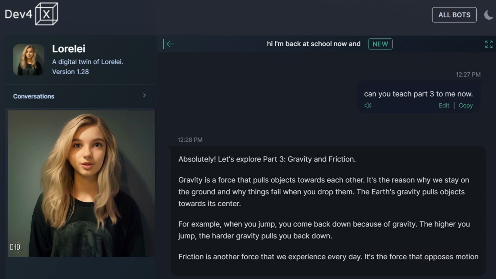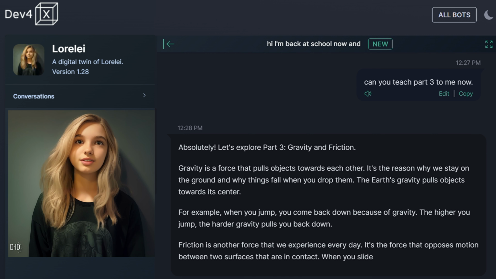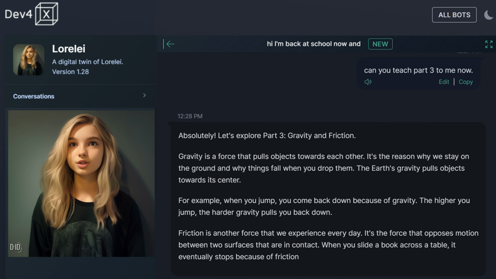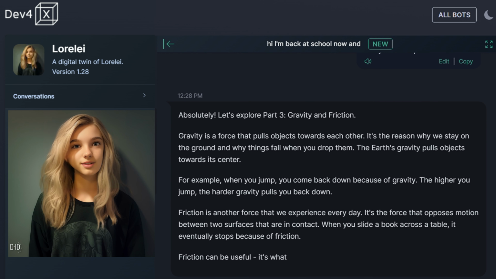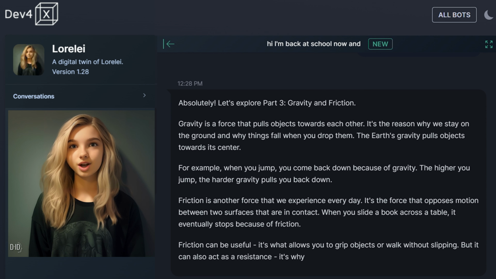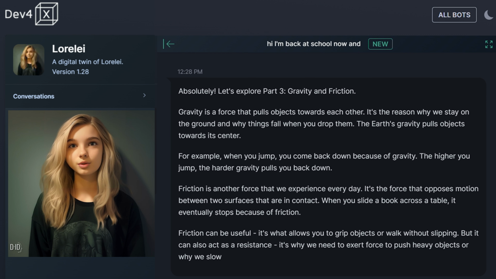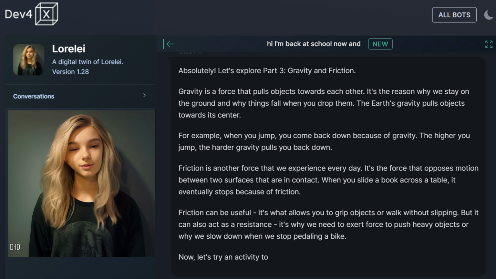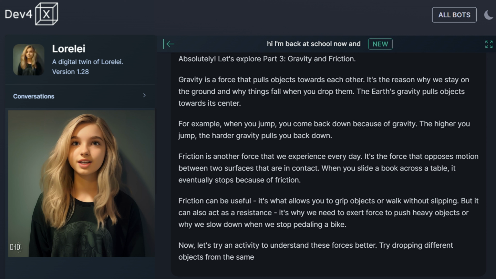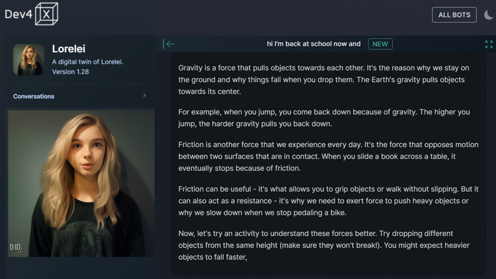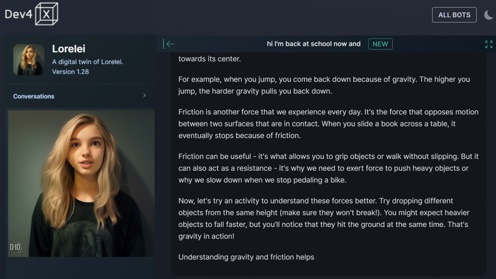Friction is another force that we experience every day. It's the force that opposes motion between 2 surfaces that are in contact. When you slide a book across a table, it eventually stops because of friction. Friction can be useful. It's what allows you to grip objects or walk without slipping. But it can also act as a resistance. It's why we need to exert force to push heavy objects or why we slow down when we stop pedaling a bike.